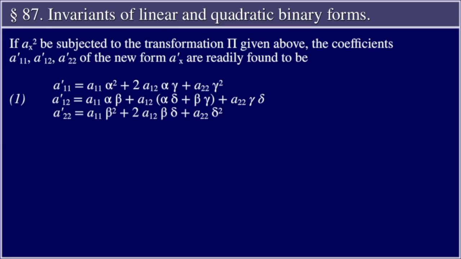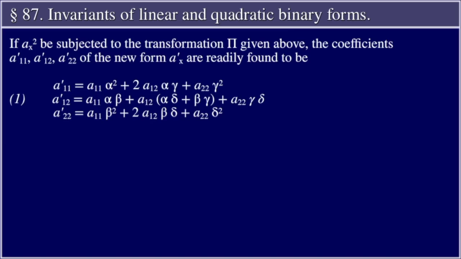If a sub x squared be subjected to the transformation pi given above, the coefficients a11 prime, a12 prime, a22 prime of the new form a sub x prime are readily found to be a11 prime equal a11 times alpha squared plus 2a12 times alpha gamma plus a22 times gamma squared.